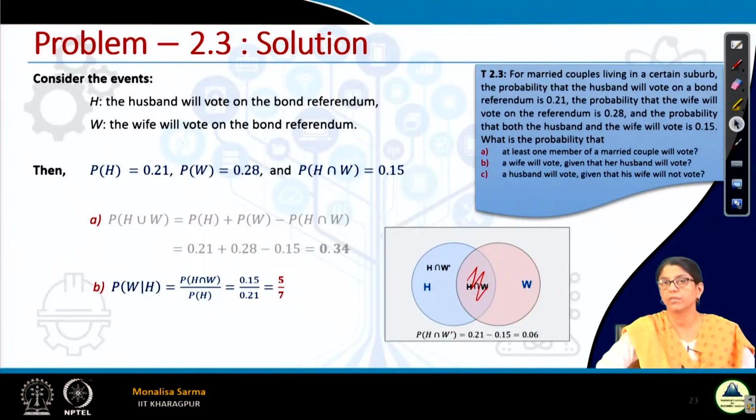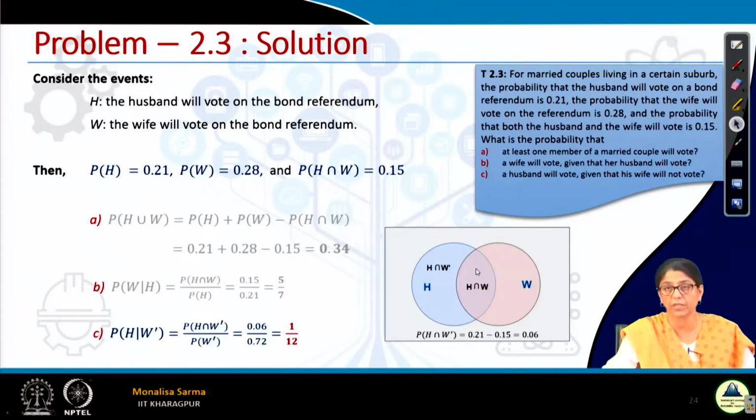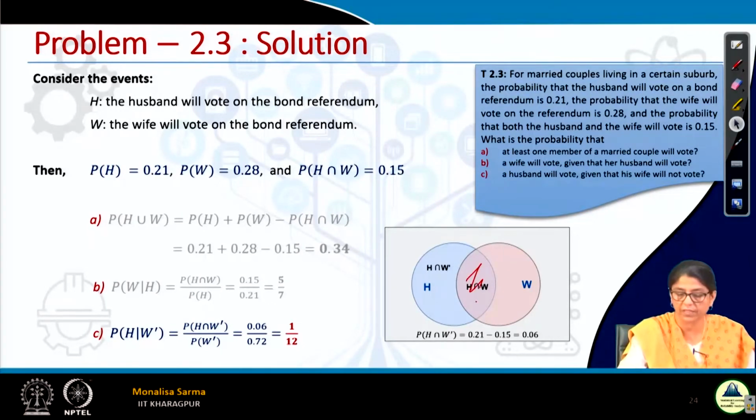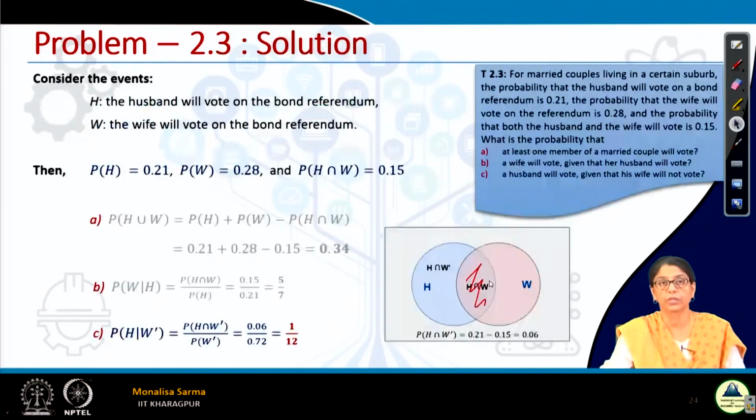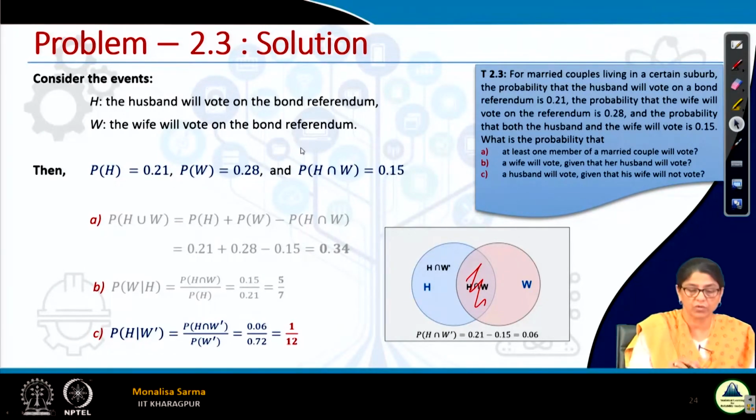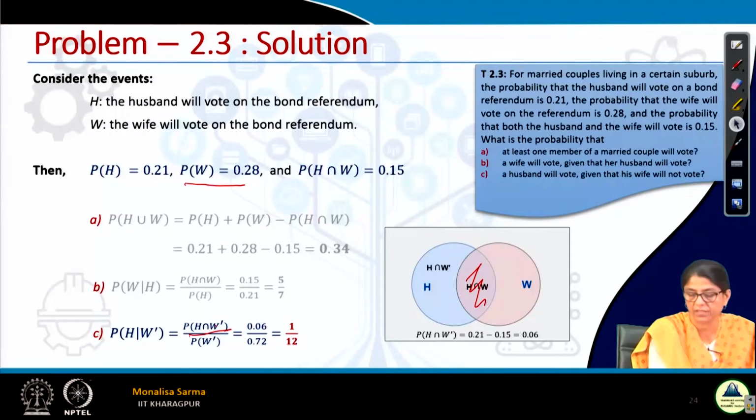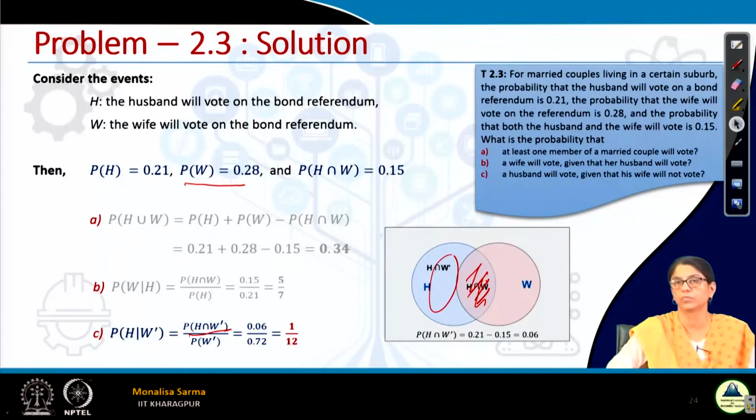Now it is given that the wife will not vote. That means from the husband part, from this whole circle, which is probability of H, we will have to subtract this portion, isn't it? So what is this? Probability of H given W bar, that is given the wife will not vote, is equal to probability of H intersection W bar divided by probability of W bar. From P of W, we can easily find P of W bar. Now what is H intersection W bar? From H we will subtract this part, the H intersection W, then we will get H intersection W bar.